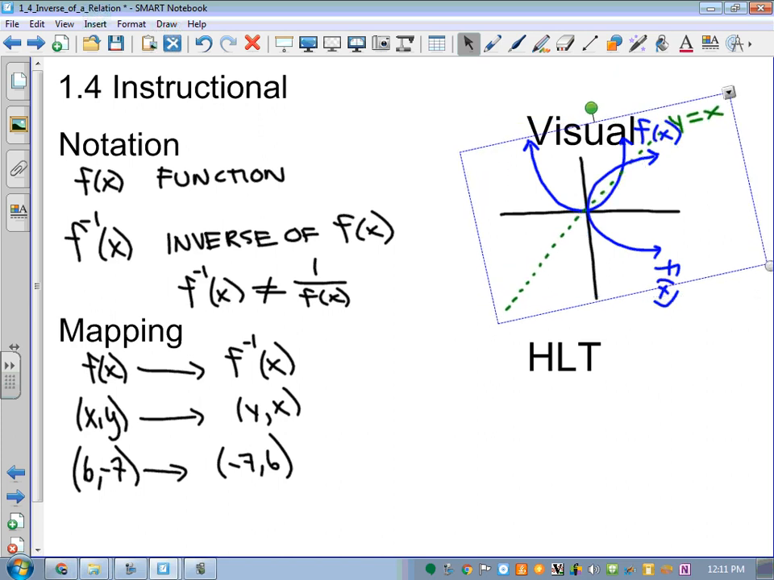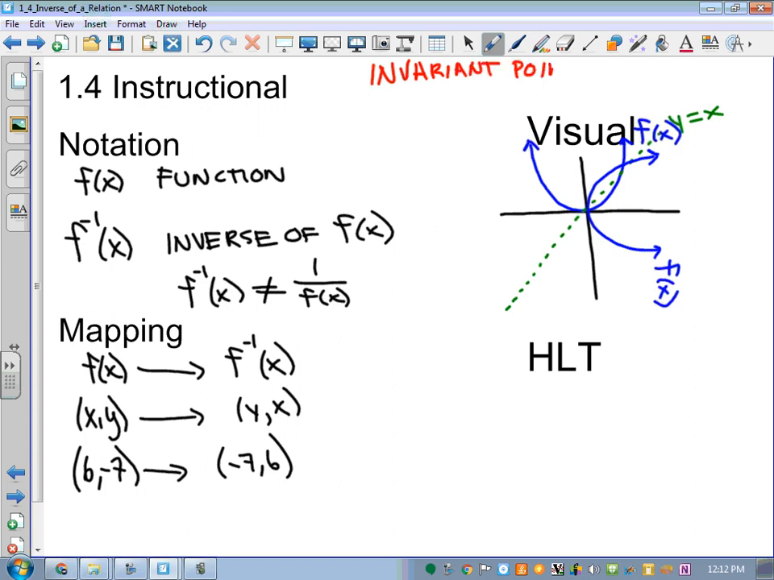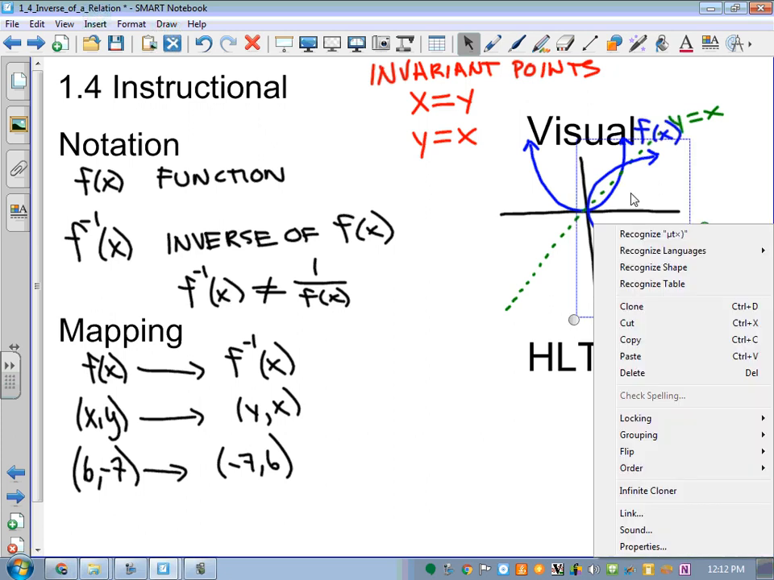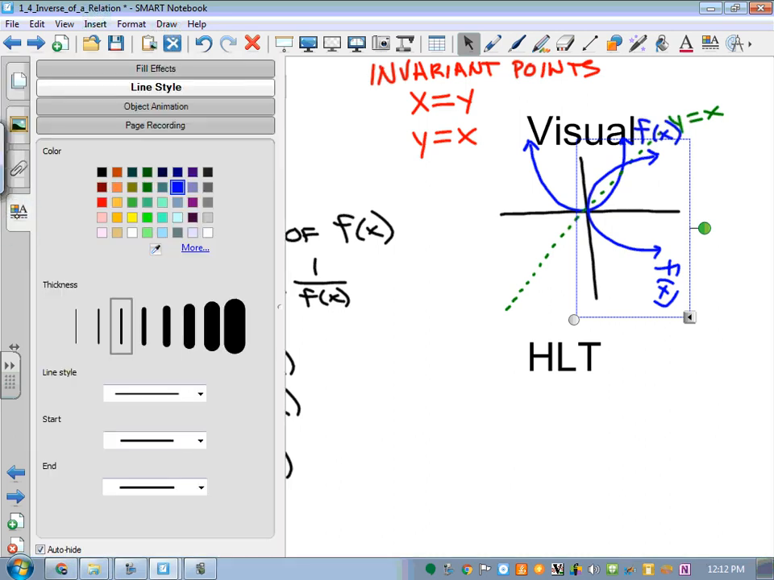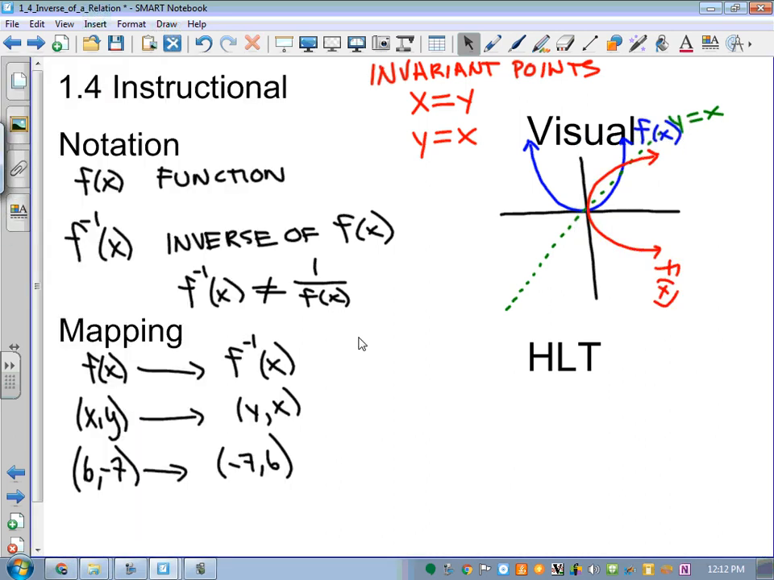That green line is where the invariant points would occur. And the invariant points, always an important discussion in this course, for the inverse are going to be anywhere that x equals y, or y is equal to x. Those are the same thing. You don't really need to write both. Okay, let me change the color on this, and then I'll label it. We are going to make that red, and that would be the inverse of my function. So that graph in red would be f -1 of x, or the inverse of f of x.